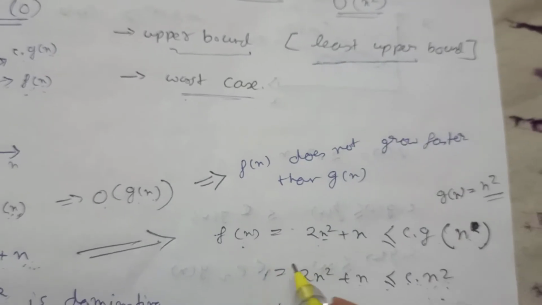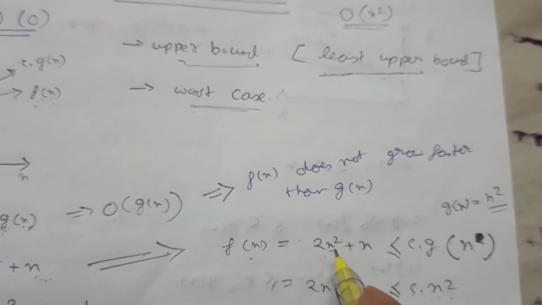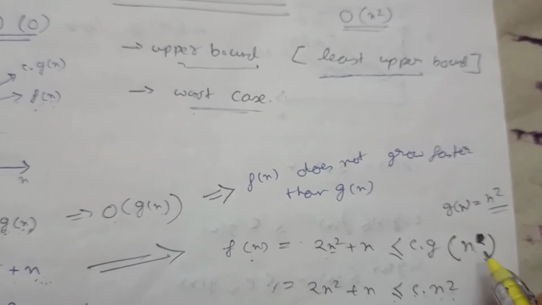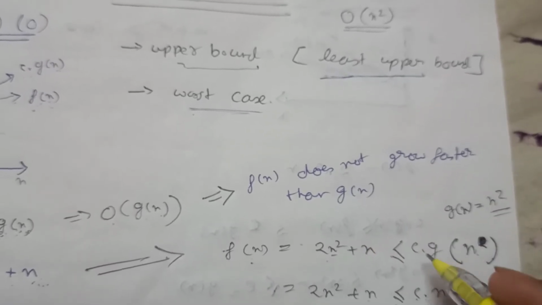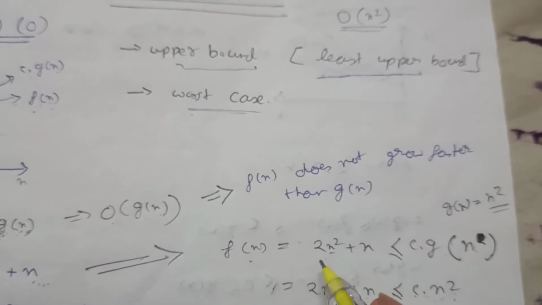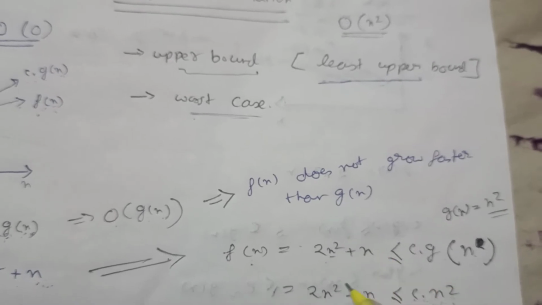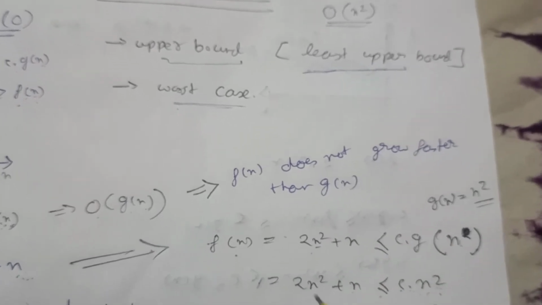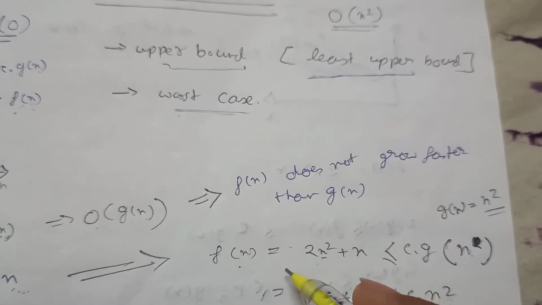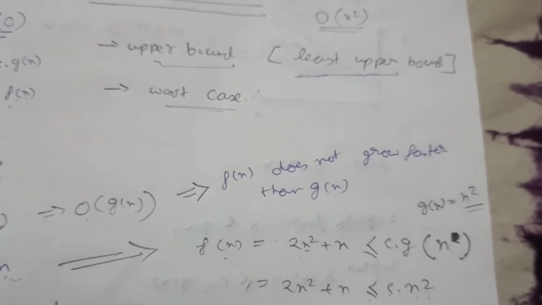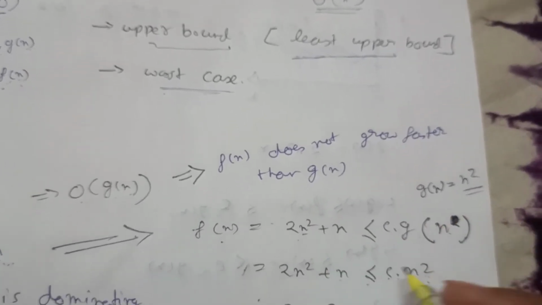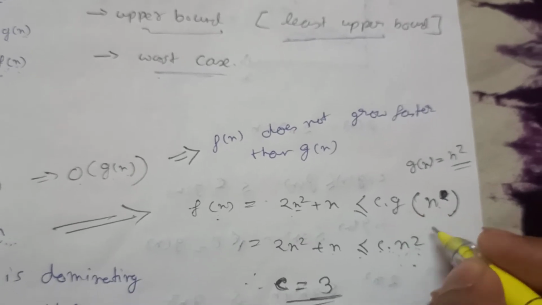So if f of n is 2n square plus n, then we will not take our g of n's value as n to the power 10 or n to the power n. Like that, we will take just the least upper bound. The value will be greater than f of n, but not much greater. It will be just greater than f of n. So that's why our g of n's value is n square.